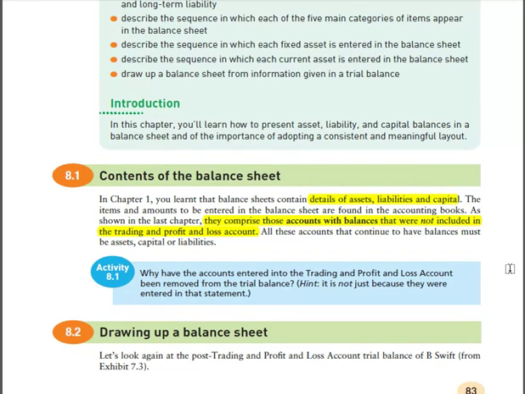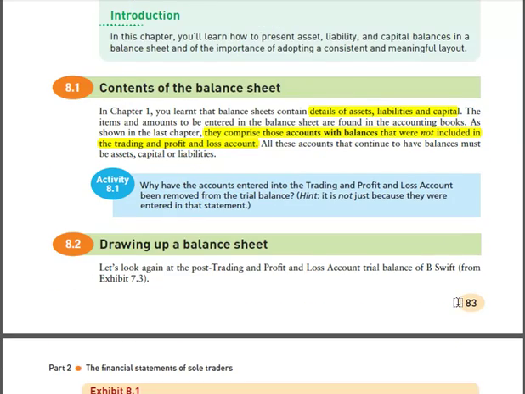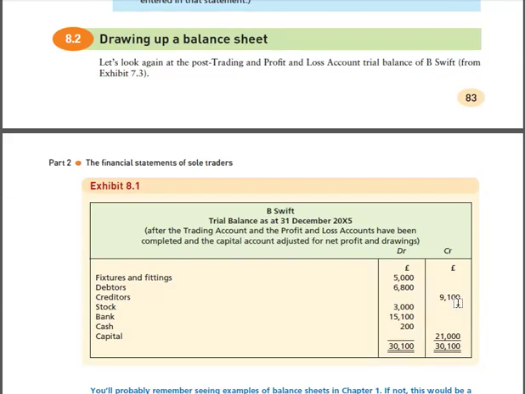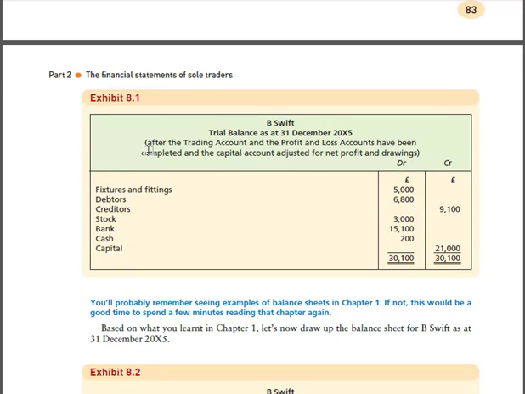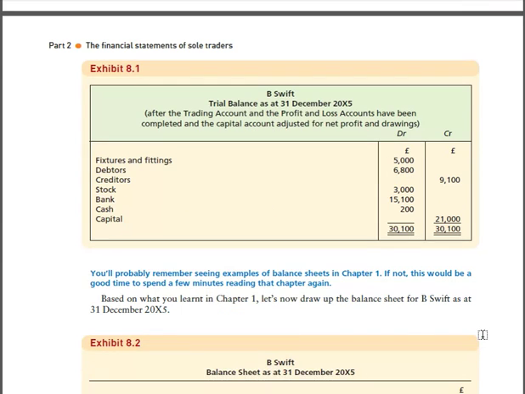So all those accounts of income and expenses which were not included in the trading and profit and loss account are included in the balance sheet. How do we draw up a balance sheet? After we had finished preparing a trading and profit and loss account, we came up with a trial balance, which is a list of balances. We can find that there are a few balances which only relate to assets and liabilities. So we will use these balances to plot a balance sheet.